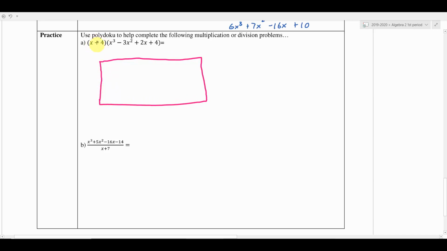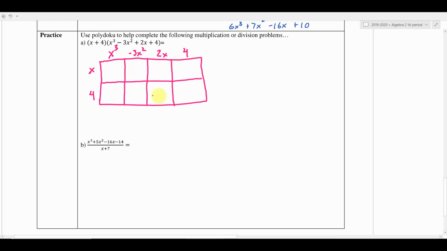So this first term, this x plus 4, I'm going to put that over here on the side. So I'm going to be splitting this up 2 ways. And then notice with this one, it's got an x cubed, right? So I would have x cubed. That would create a column. And then I'm going to have negative 3x squared. So that would create its own column. And then I would have a 2x. There we go. And then I would need a 4. So 4 can have the rest of this over here.